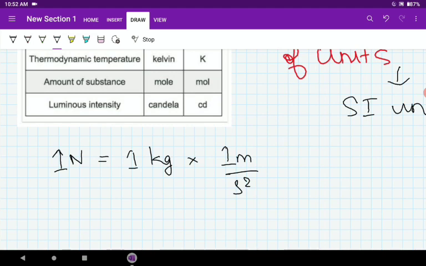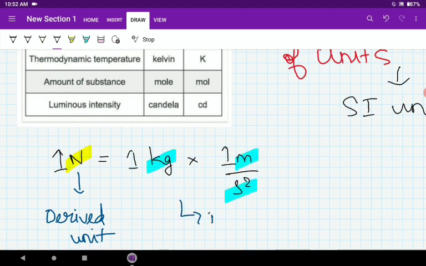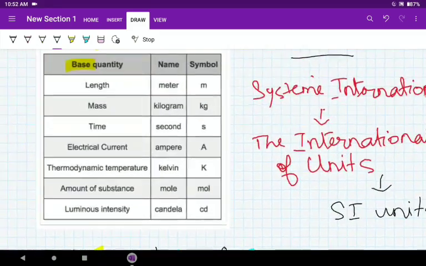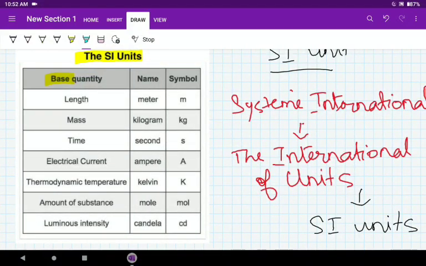So what is Newton here? We are not concerned much about force now. What is Newton here? Newton here is the derived unit, whereas kg, meter, second, these are all base units. So are we clear? Derived units can be obtained from base units, but base units cannot be broken down into further units. So here we understand that there are 7 base units in the SI system.